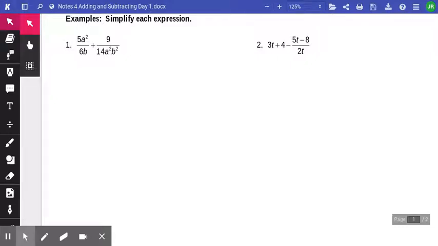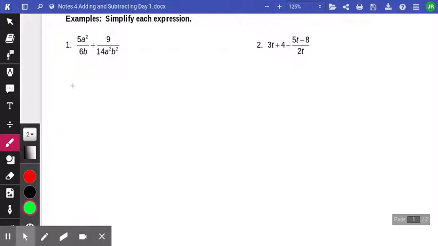Welcome back. Now we're going to do some examples with rational expressions that have monomials in their numerators and their denominators. With adding and subtracting, you need to have the same denominator. So what I'm going to do to start off is break down the denominator.